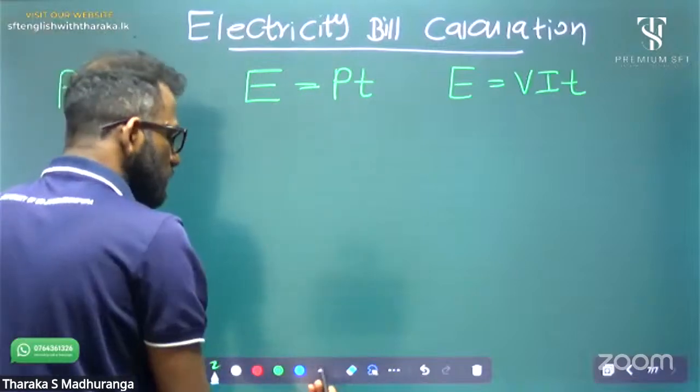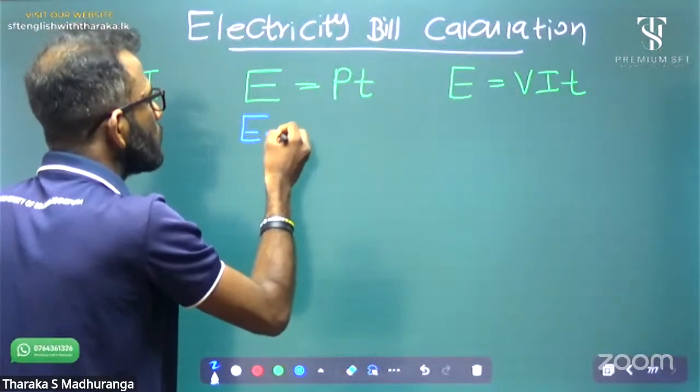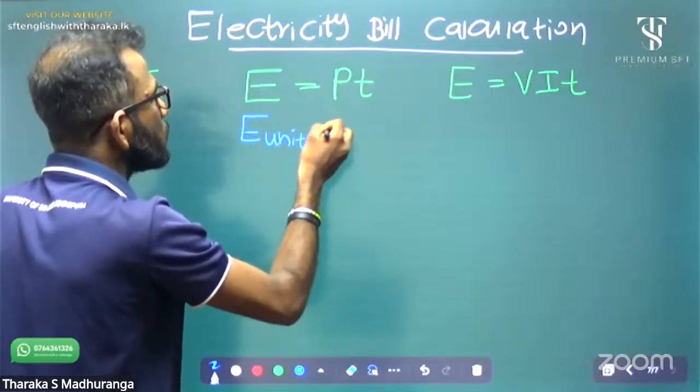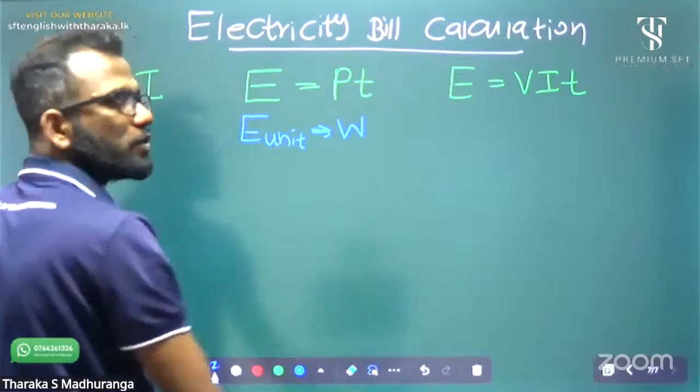According to this equation, what is the unit of energy? What's the energy unit? Power unit is watt.